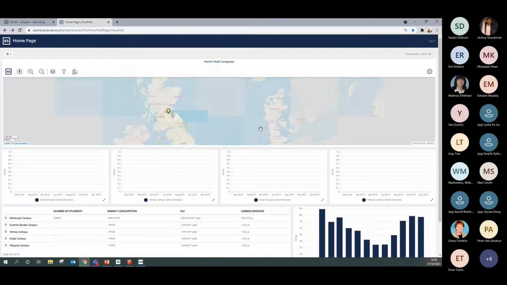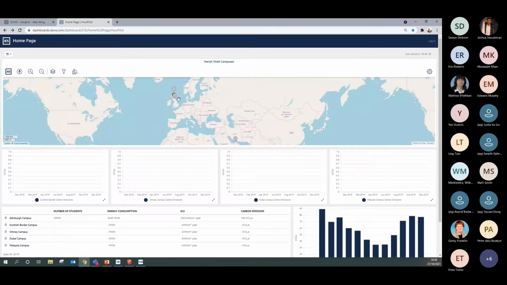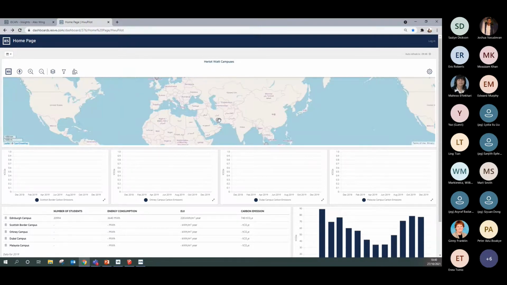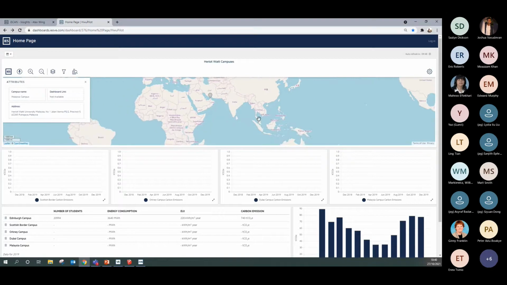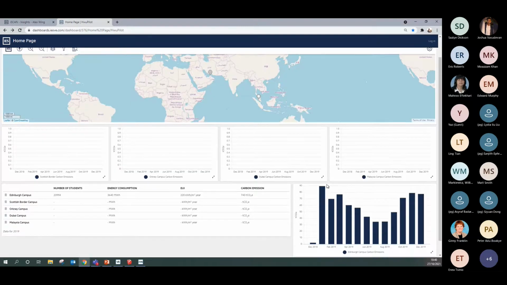They've also got a campus up north, one here in the Middle East and another one in Malaysia. As this grows, at the moment we've only modelled one campus, but the intention is to expand that out.